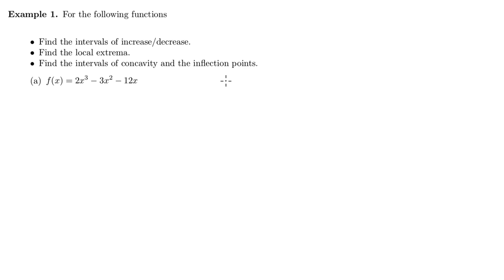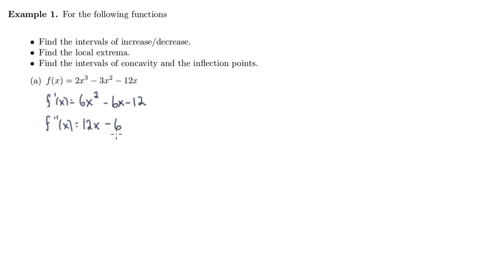So like I said before, you should not even think. Your first step should just be to take derivatives, okay? And we know we're going to need up to the second derivative. So f prime of x is 6x squared minus 6x minus 12. And then the second derivative is 12x minus 6.